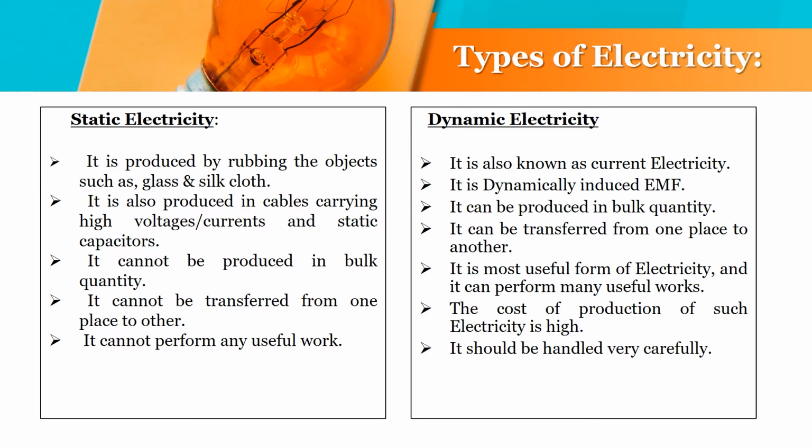Dynamic electricity. It is also known as current electricity. It is dynamically induced EMF. It can be produced in bulk quantity. It can be transferred from one place to another. It is the most useful form of electricity and it can perform many useful works. The cost of production of such electricity is high. It should be handled very carefully.